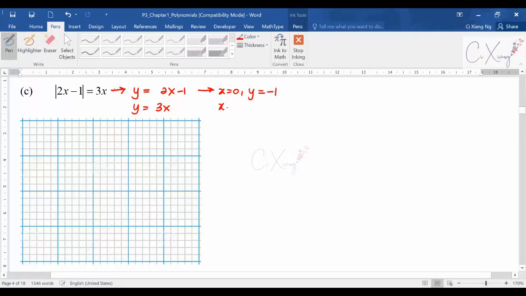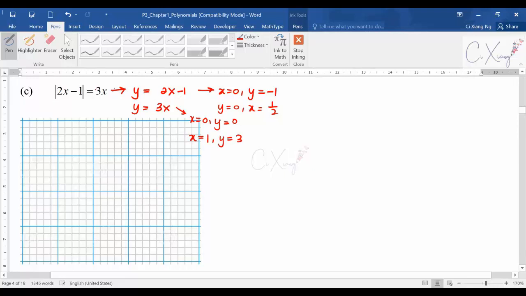And when y equals 0, your x equals half. Then for the other graph, when x equals 0, y also equals 0. Maybe you want to use another point, for example when x equals 1, then y equals 3.